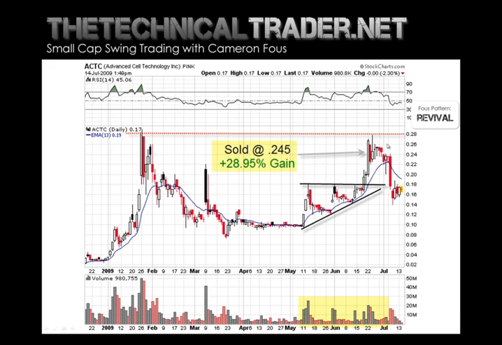I wanted to take profits at or around 28 cents. I sold at 24.5 cents. Just wanted to lock in my profit. Took advantage of this big spike in price action. Sold it for a 28.95% gain.